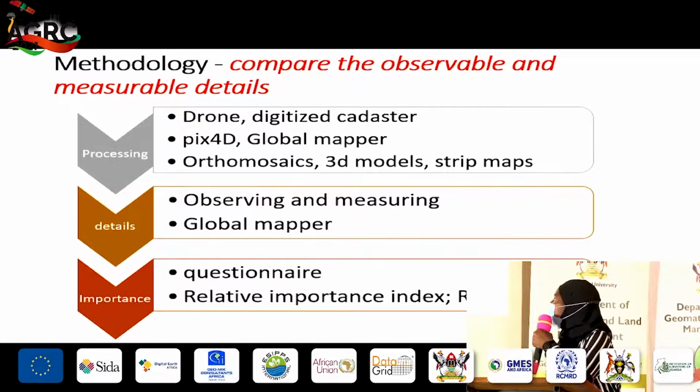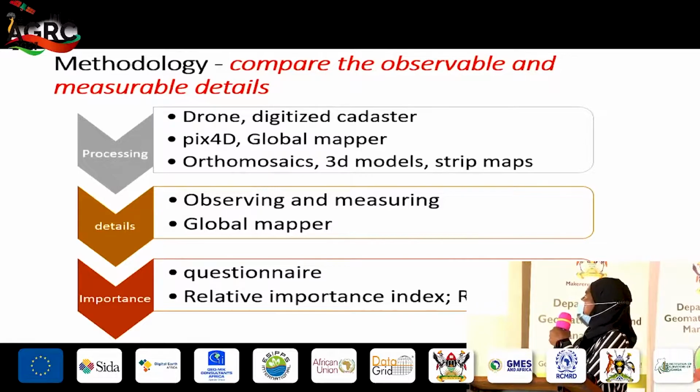We flew the drone over the set corridor of the Kira-Kasangati-Matugga Road. Of course, when the drone is flying, it takes images. We come back with the images and process them using Global Mapper and Pix4D software to get the orthomosaics and 3D models. The strip maps were got from the digitized cadastre maps, the updated ones we are currently using, to get the plots of land along the corridor that were affected. Then we looked at the 3D models generated from the UAV images using Global Mapper to get the observable details.